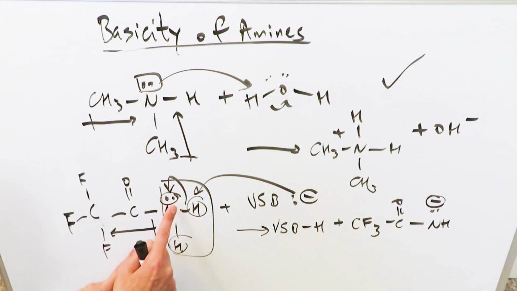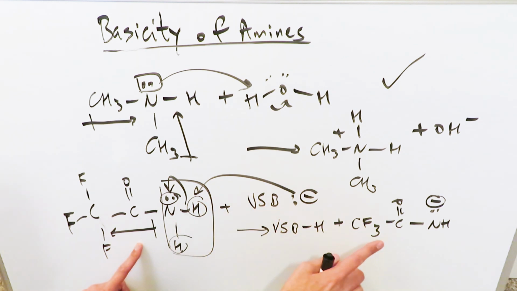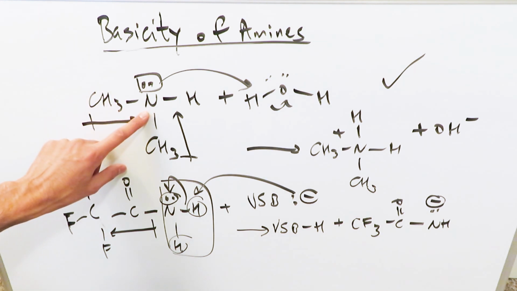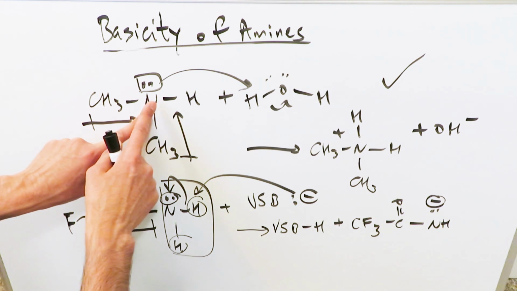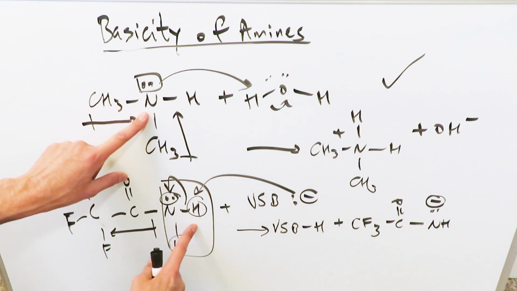Here, because the electron density is being sucked away by these electronegative groups, it cannot act as a base reliably, but it can act more as an acid, and a very strong base can pluck off that hydrogen, and you can see the reaction play out. So the basicity of amines will depend very much on the electron density on that nitrogen. If the electron density is high, it can act as a base. If the electron density on this nitrogen is not high, it cannot be protonated, it will likely be deprotonated.